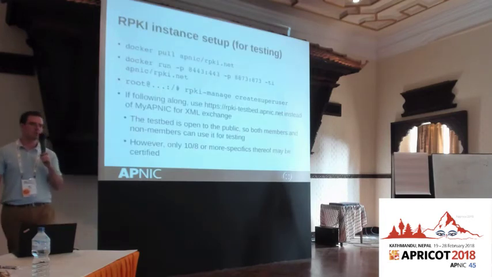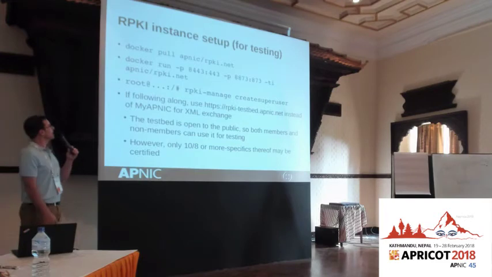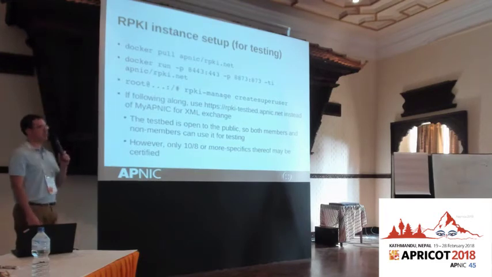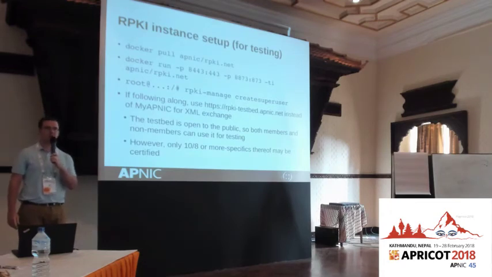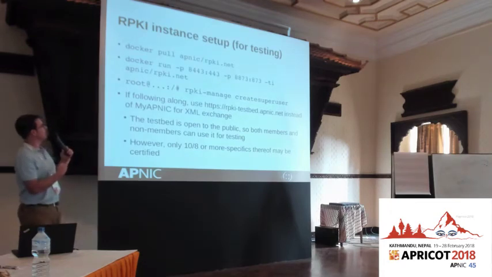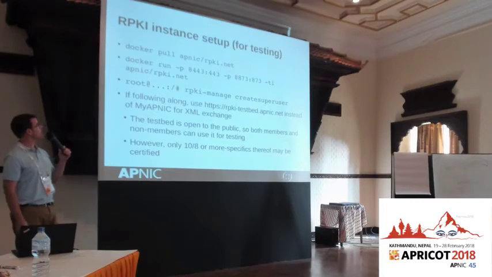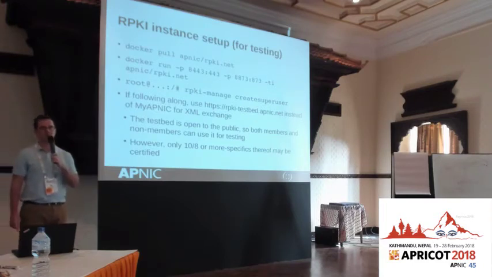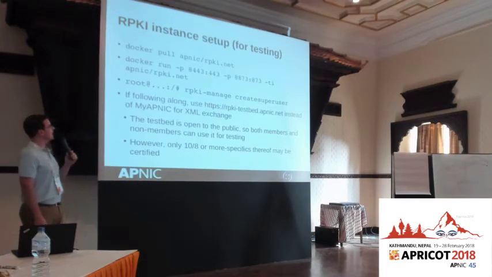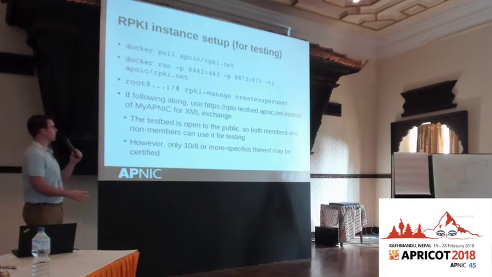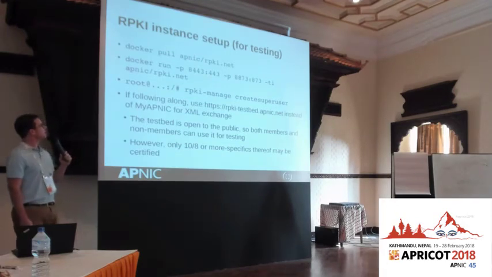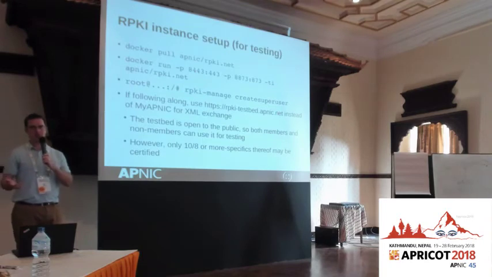If you want to follow along on your laptops through the next part, there's a container that we've put up that will set up an evaluation instance of the RPKI.net software, which you can get by running those commands up there. The docker run command will expose the web interface over port 8443, and it will also expose the rsync interface over port 8873. When you run the container, you'll notice that it does a whole bunch of package installation.